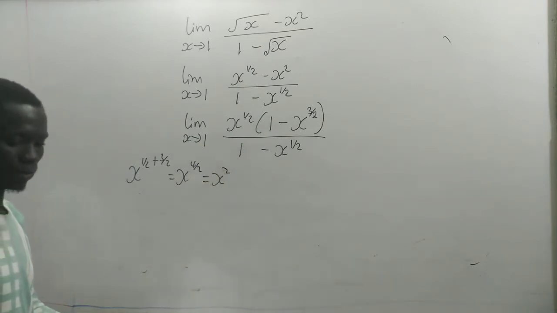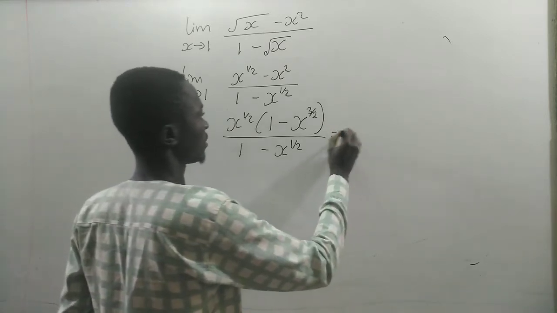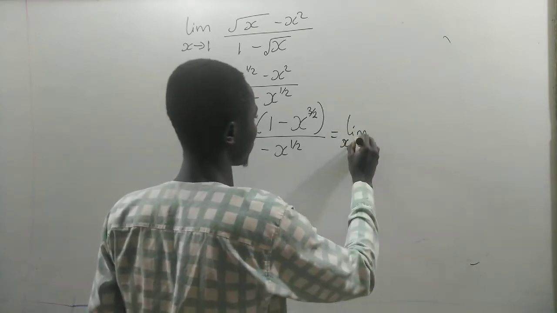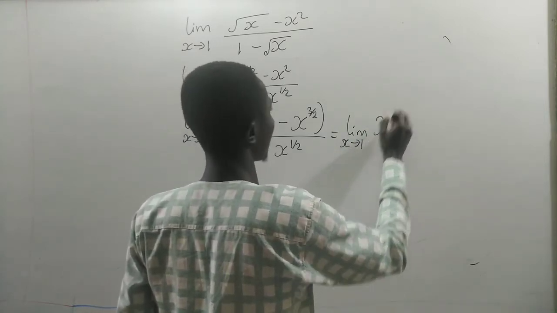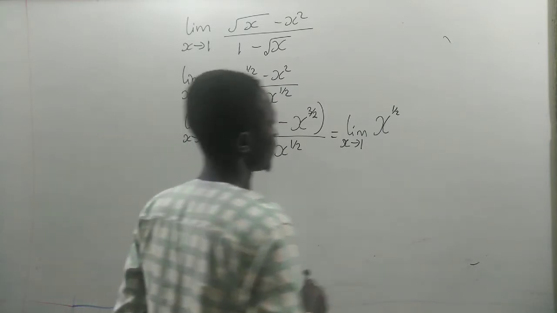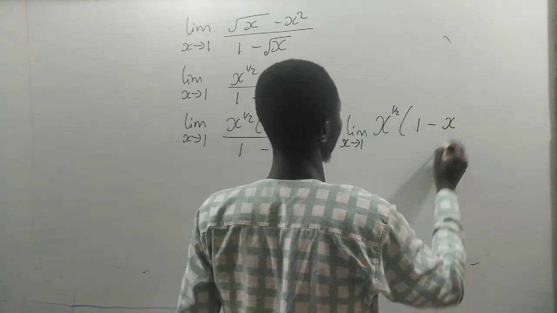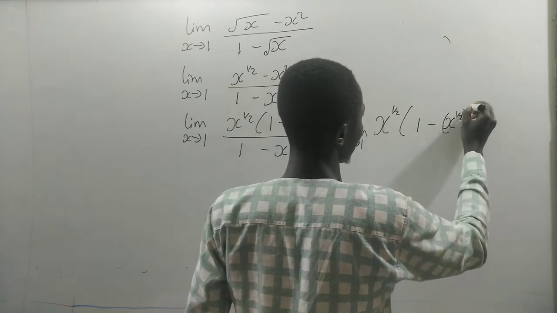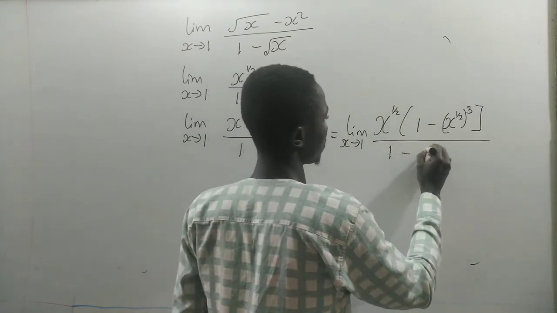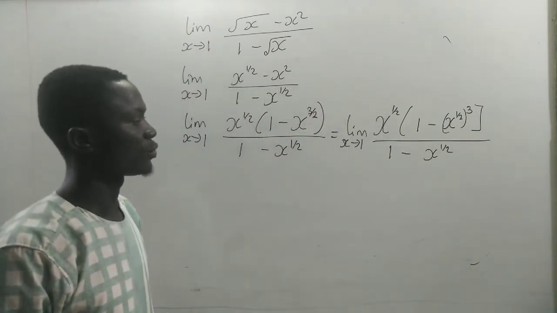Very simple as that. Now, for this one, this is the same as writing the limit as x approaches 1, x to the power half, very simple as that, into brackets 1 minus x to the power half to the power 3, all divided by 1 minus x to the power half. Very, very simple as that.